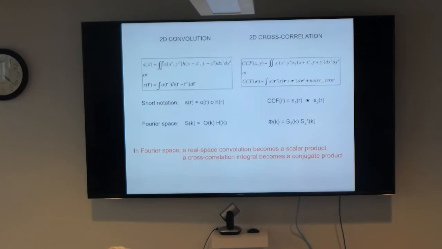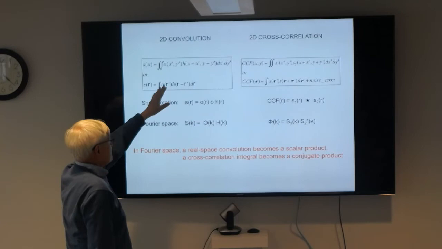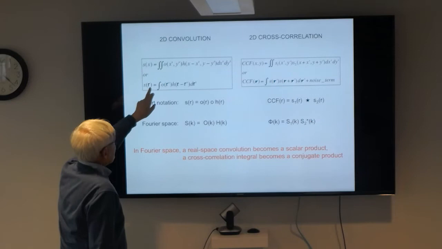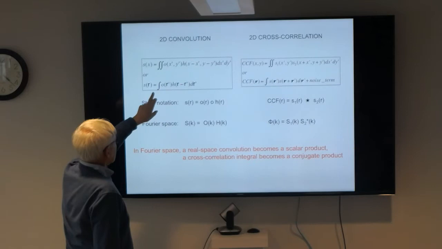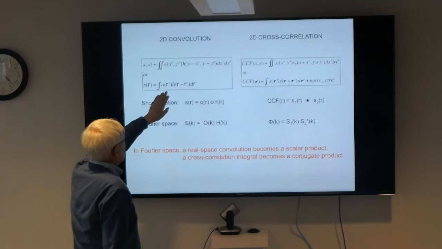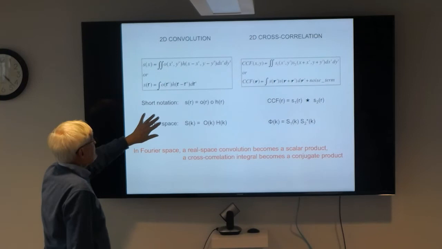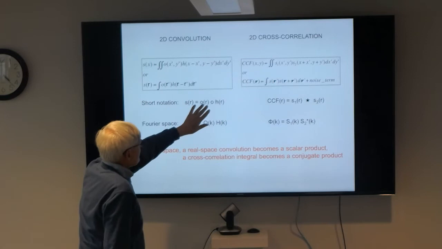So now there are very convenient theorems. One of them is 2D convolution, the other one is 2D cross correlation. Here I have them as integral expressions, but you can also write them down as discrete sums. So here is a convolution integral. It's a signal convoluted with a point spread function. You get the signal by integrating, by convoluting the object with the point spread function. This is the operation that I told you before, this superposition. The short notation which I like to use is S of R equal to O of R convoluted with the point spread function.